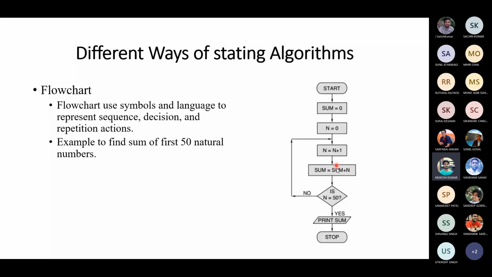We check whether 2 is equal to 50. No, then again it goes, n is equal to 3. Then it will again add. Now sum will be 1 plus 2 plus 3. In each iteration you will keep adding the value, so you keep running this loop up to 50 times. When n becomes 50, this condition will hold true. If it is yes, then the value in sum will be printed. This is the output. Input and output we keep in a parallelogram, and then we stop.